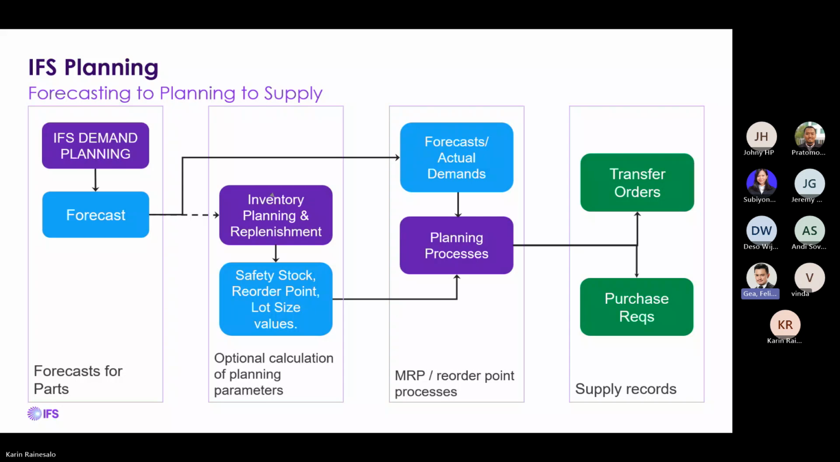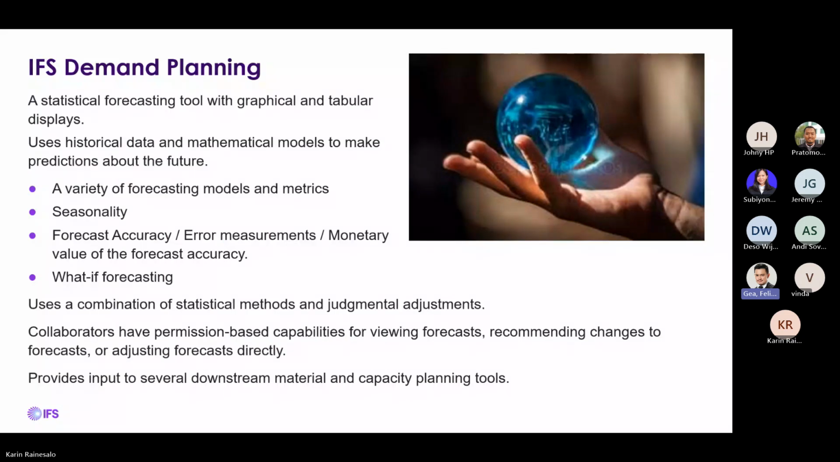So demand planning, it's a statistical forecasting tool. It's going to use historical data and mathematical models to make predictions about the future demand for something. It has a variety of those mathematical models, and with it, it also supports seasonality. So, nature, you're going to want to handle the supply of those differently.